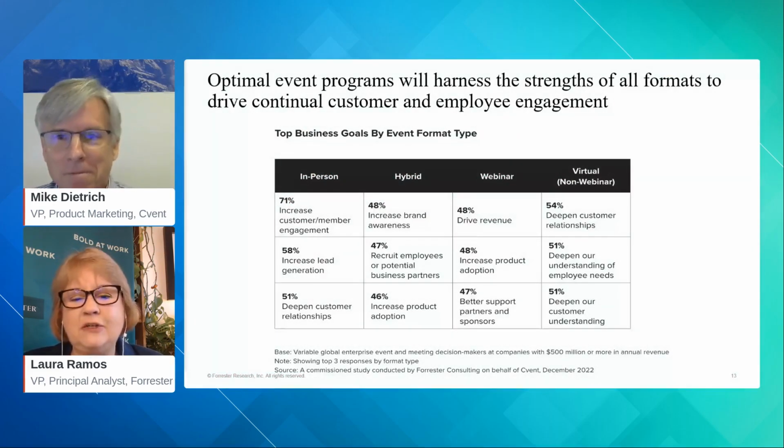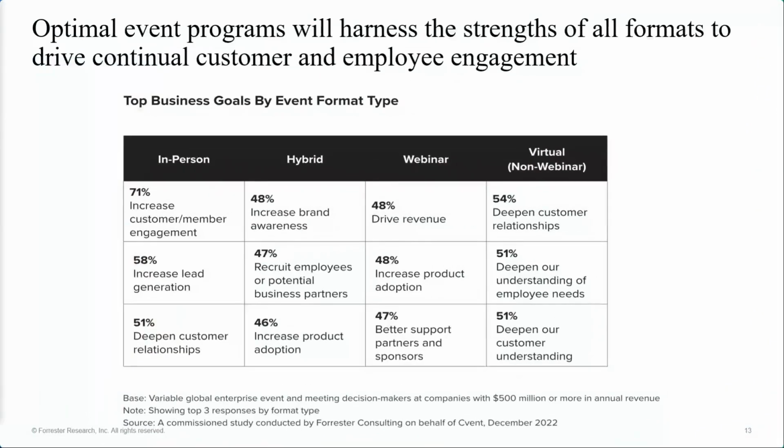It is. So let me take you through it. The first thing you will see is we're looking at the different formats in the columns, and then the top 3 responses are in the rows. There's a lot more data here. Please work with Cvent. I'm sure they will be anxiously awaiting to share the results of the study that we did with all of you, and you'll be able to get a copy of that report.